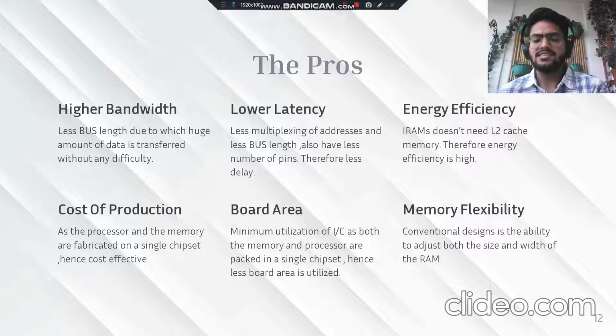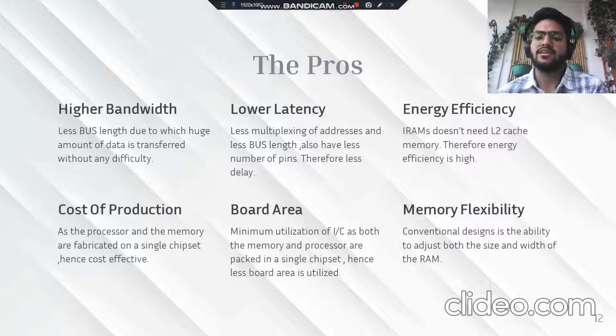Lower latency. Latency means there is not much delay in the processes that we perform on a computer. Basically, lower latency means there will not be a delay in data transmission. So there is less multiplexing of addresses and less bus length, and also a lower number of pins, therefore less delay. That is, multiplexing is less, bus length is short, so the number of pins is also less, therefore the delay is less.